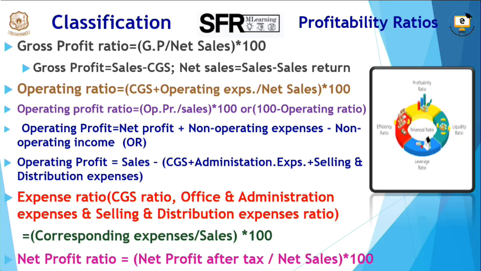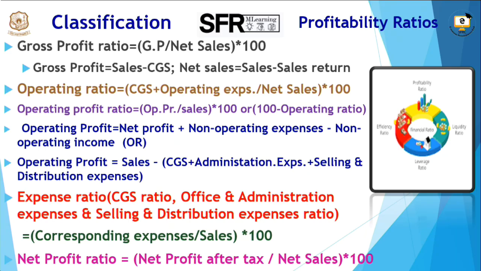Operating profit ratio is different from the operating ratio. Operating profit ratio studies the relationship between operating profit and sales. Operating profit means net profit plus non-operating expenses minus non-operating income, or 100 minus operating ratio. That's the operating profit divided by sales.